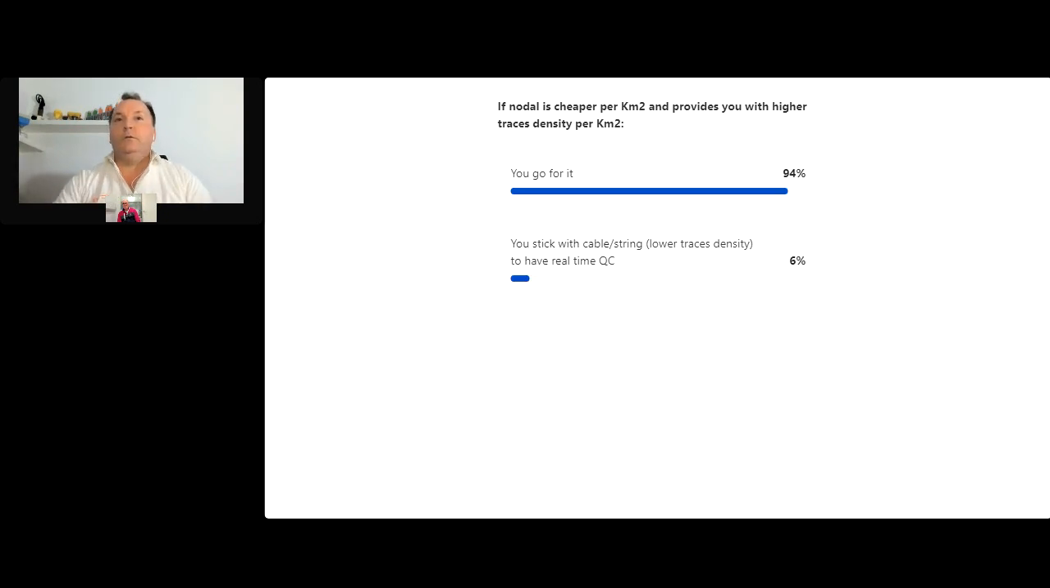So about 94% of you guys would go for a cheaper square kilometer rate, providing you with a higher trace density. And I can tell you that this is certainly the way to go, and we have seen it in multiple regions, in multiple countries, where customers are now taking advantage of this nodal solution.